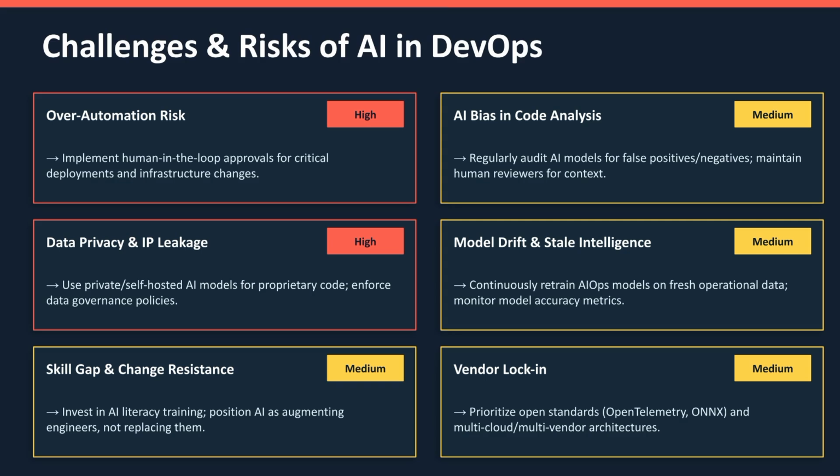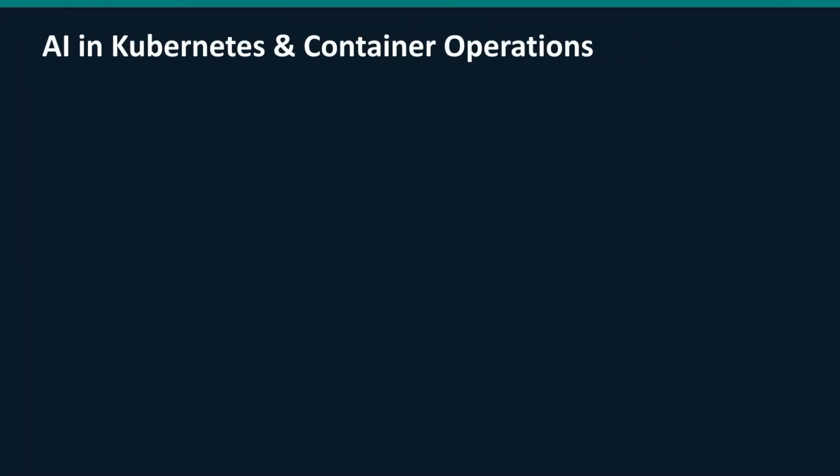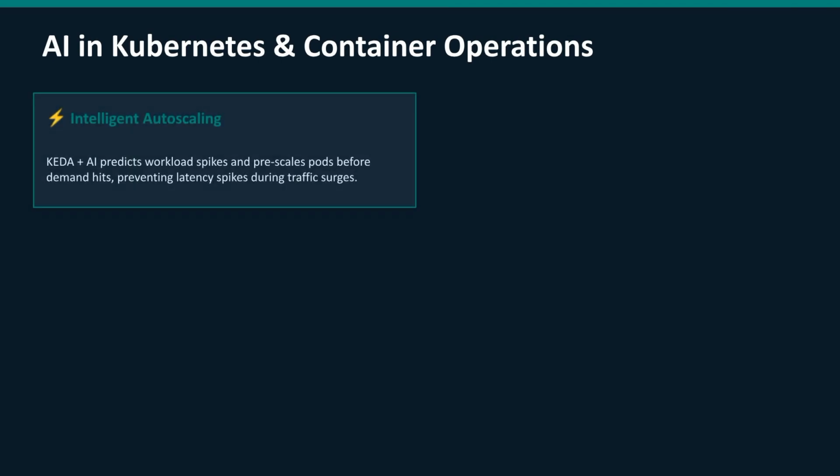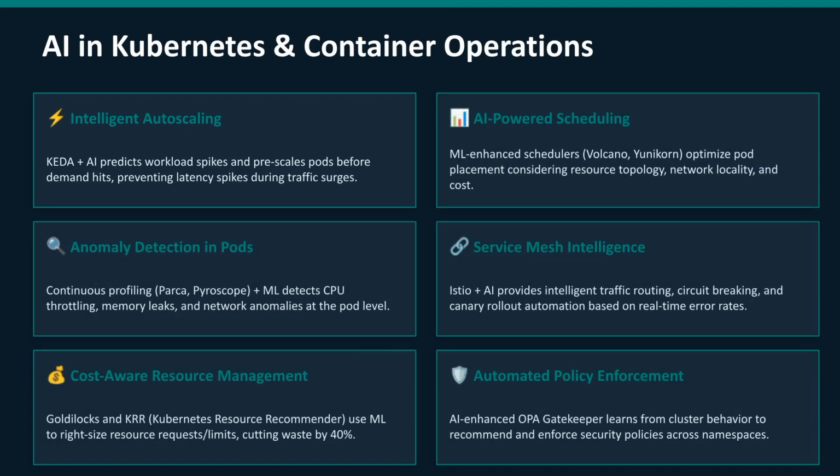Mitigation strategies involve human-in-the-loop approvals, using private AI models, continuous retraining, and prioritizing open standards to prevent vendor lock-in. In Kubernetes and container operations, AI enables intelligent autoscaling, optimizing pod placement for cost and performance. It powers anomaly detection in pods and resource management, cutting cloud waste significantly.